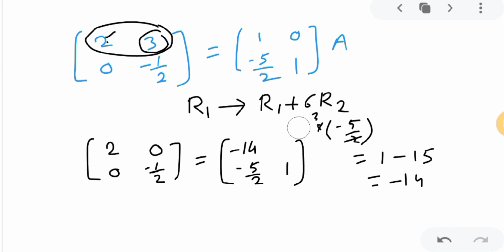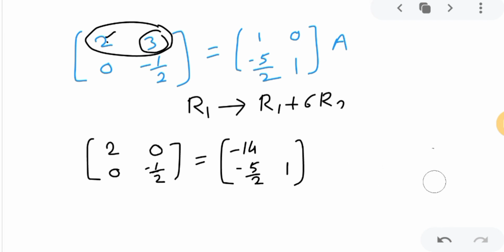Similarly, the second 0 will be R1, that means 0 plus 6 into R2. The R2 corresponding element is 1. So 0 plus 6 into 1, 0 plus 6, that will be 6. So this will be 6. Okay, so done, and A will be A only.